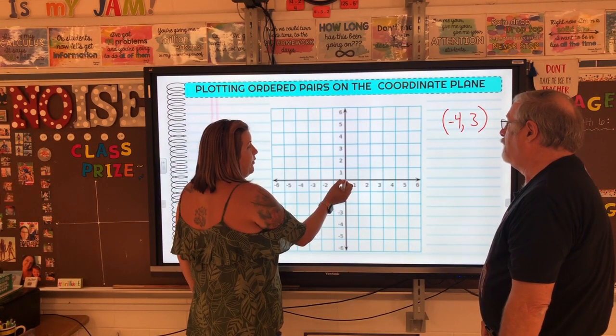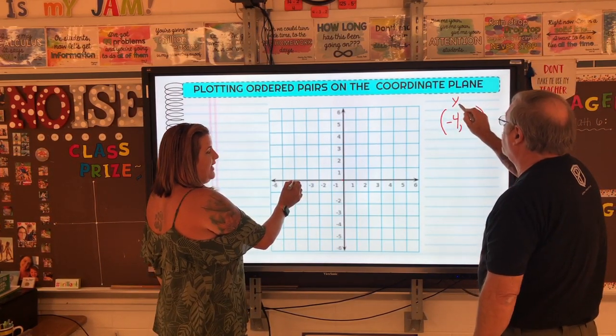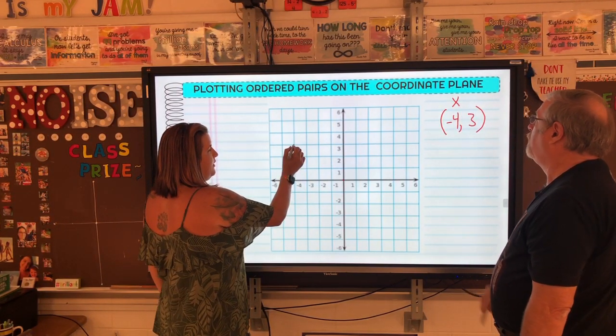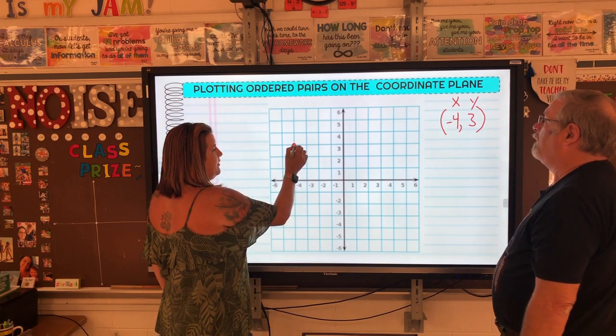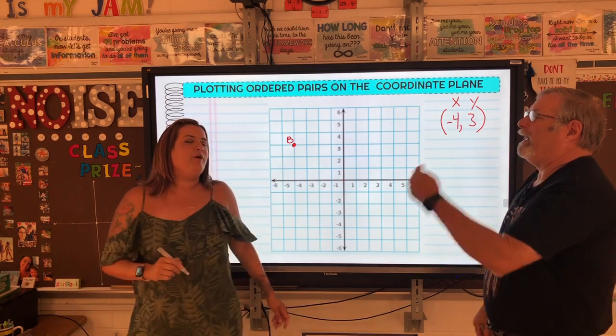Negative 4 means I go over to the left 1, 2, 3, 4. And then I go up 1, 2, 3. I put a dot where the two lines intersect. And I'm going to label it B for burger.